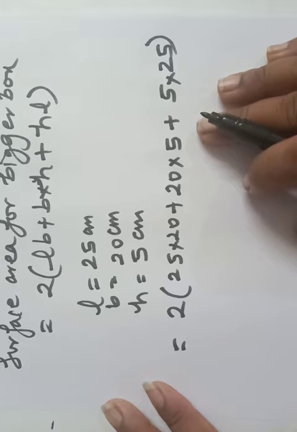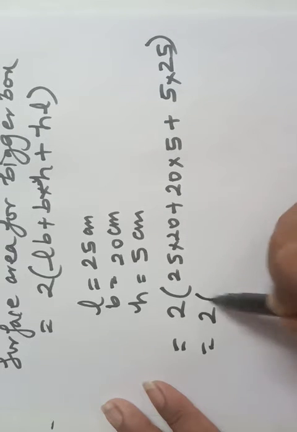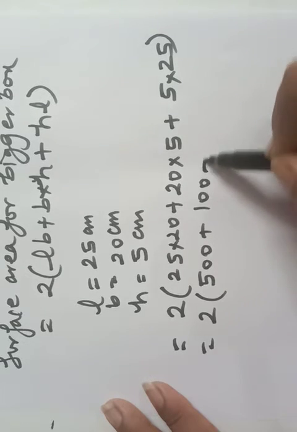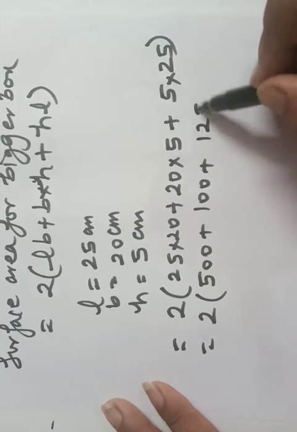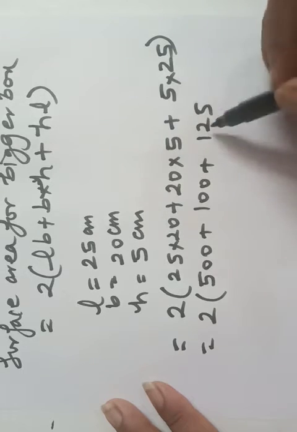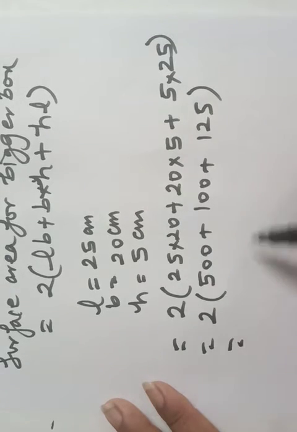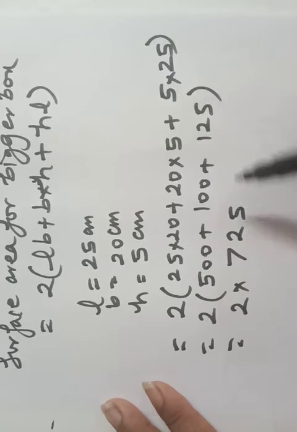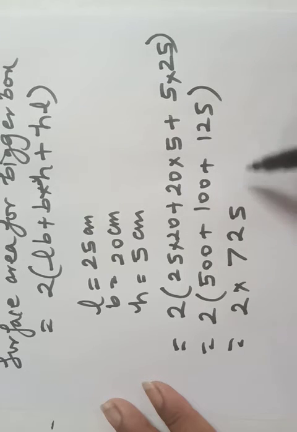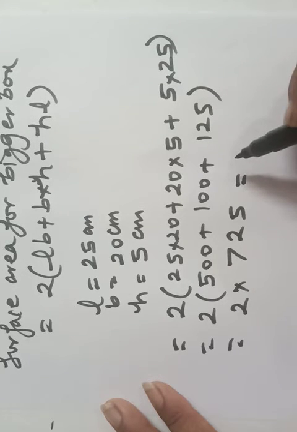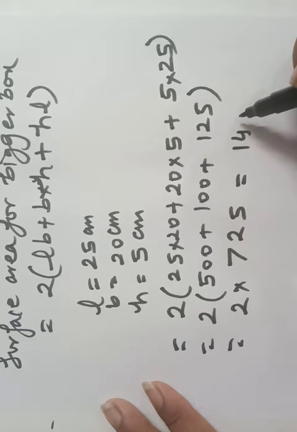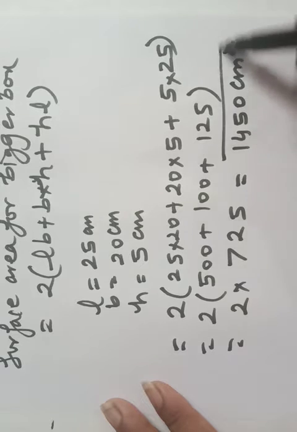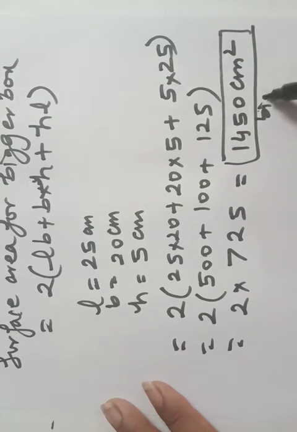Now we calculate this. 25 into 20 is equal to 500, plus 5 into 20 is equal to 100, plus 25 fives are 125. Now add this, we get 2 into 725, and by multiplying this we get 1450 centimeter square. So this is for the bigger one.